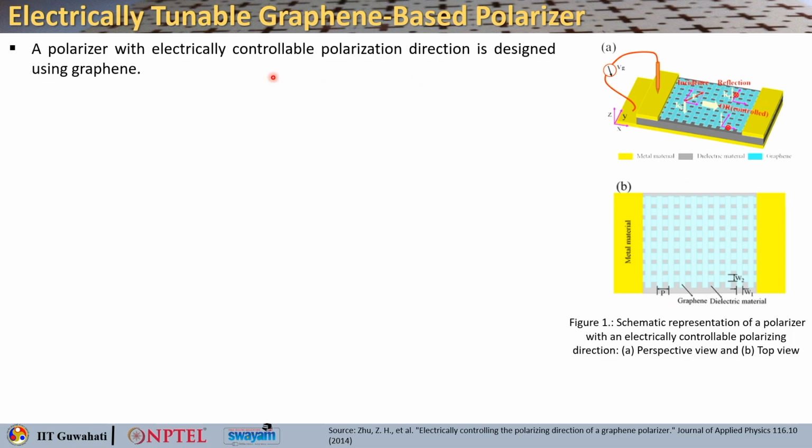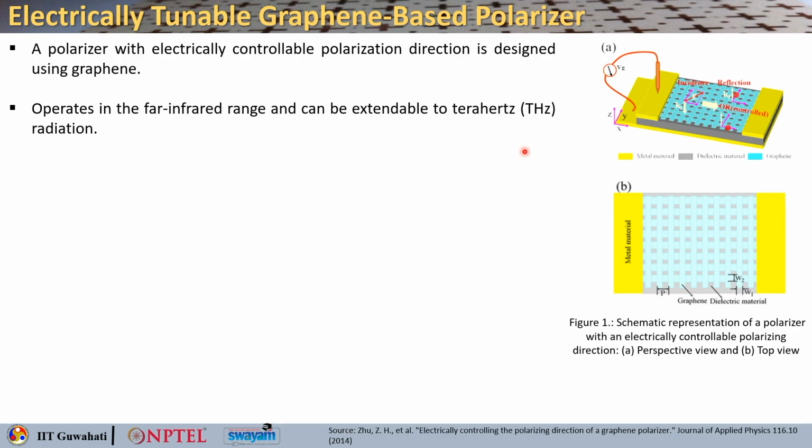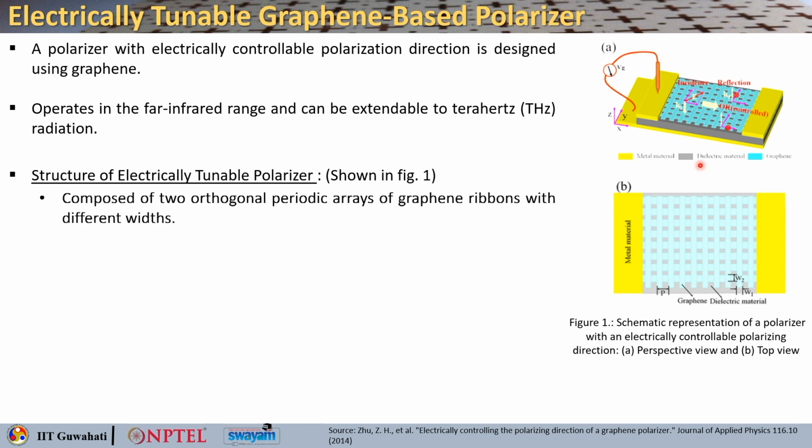This polarizer has an electrically controllable polarization direction that can be changed by applying voltage bias across the graphene. So, what is the operating range? It typically operates in far infrared, but you can extend this to the terahertz radiation regime also. Here is the structure that we have been discussing of this electrically tunable polarizer.